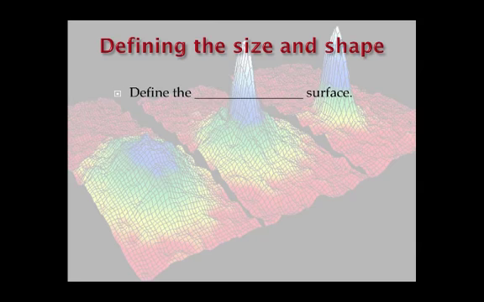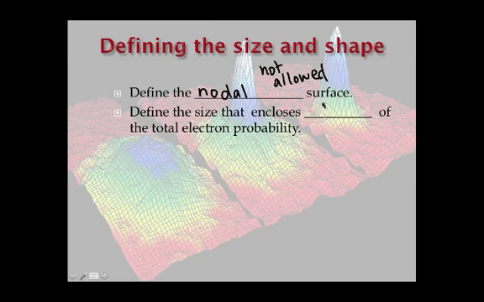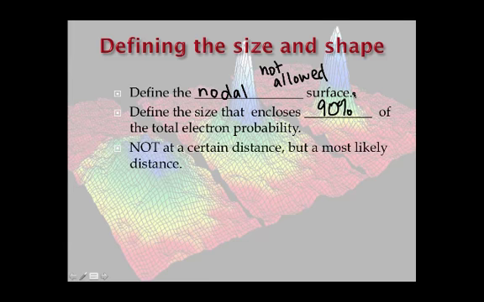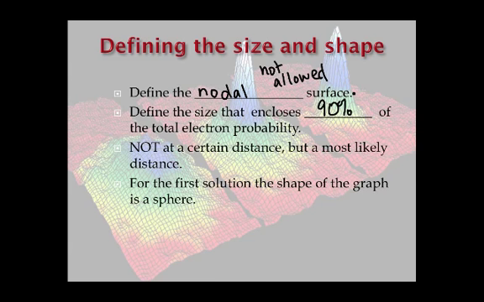If we can define the size and the shape of this graph, then what we're doing is defining the nodal surface. Where are the nodes? Where is it not allowed to be? And then we would define the antinode by defining the size that encloses 90% of our total electron probability. So we're not really describing a certain distance away from the nucleus, but rather a most likely distance. For the first solution of Schrodinger's equation, the shape of the graph is a sphere for energy level 1. That's why we get the 1s orbital.